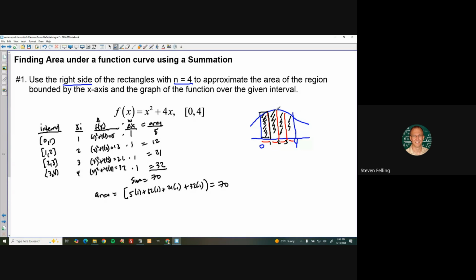Probably not. I'm thinking that this is an increasing function, so probably more realistically, the function looks like this. And if we keep using the right-hand side for these things, this is going to be overestimating the area because there's going to be some extra area included. So this is probably too high, but this is one way to find an approximation for the area.